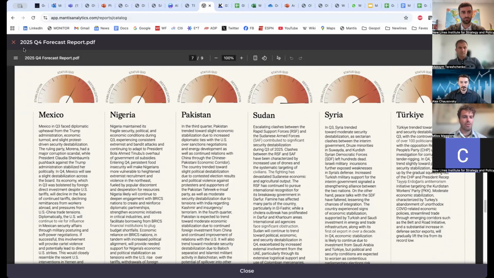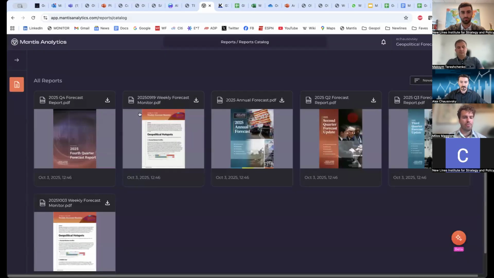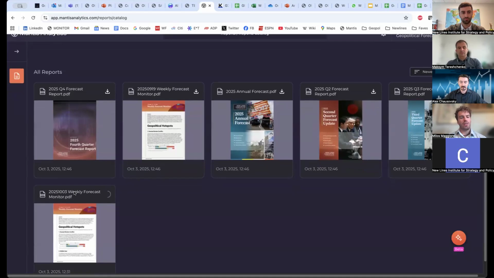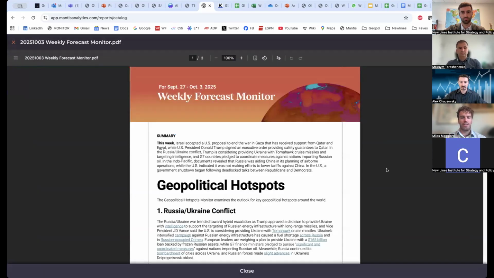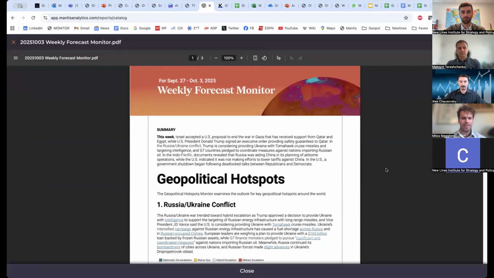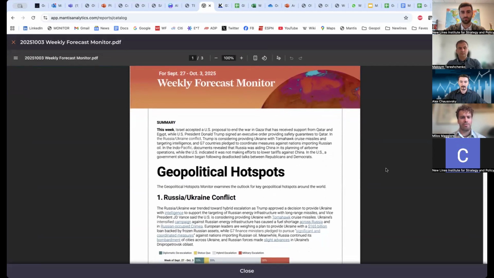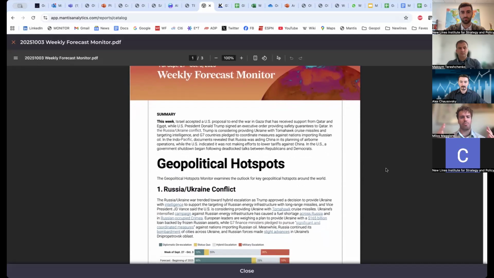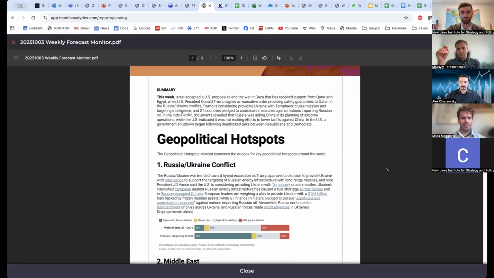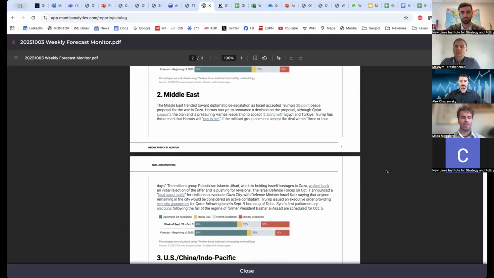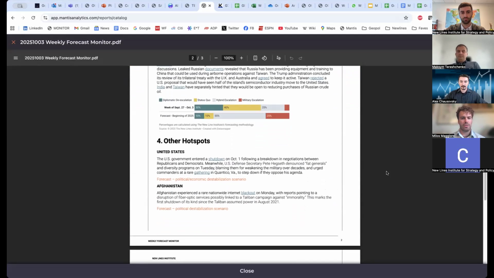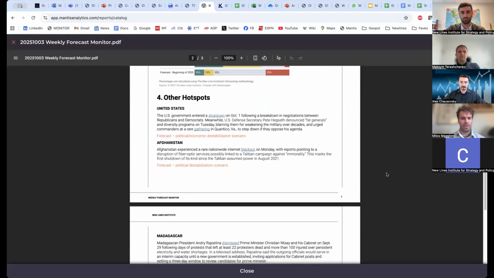Now, obviously, as Eugene mentioned, we do supplement this with weekly reports. And in fact, these quarterly reports do provide a sort of baseline against which we measure the ongoing trends and incidents that we provide every week. And as you can see here, this is an example of our latest weekly forecast monitor, we call it. So we start off with a broad summary, followed by the geopolitical hotspots. We're looking at the Russia-Ukraine, Middle East, and the Indo-Pacific zones, provide our assessments for the week.